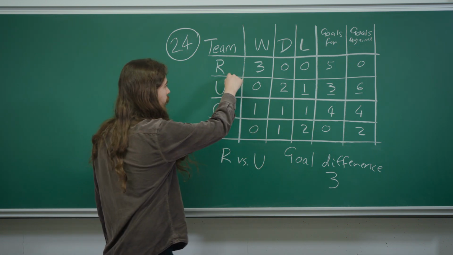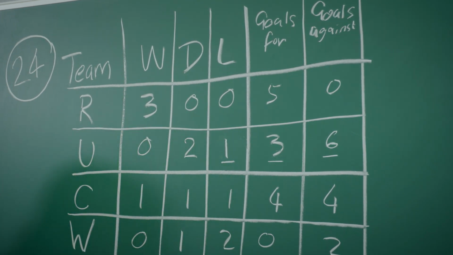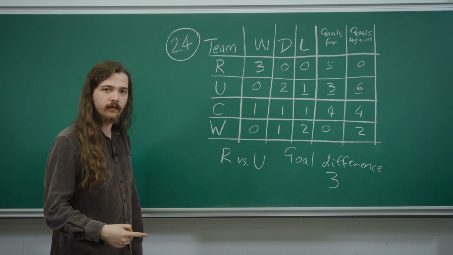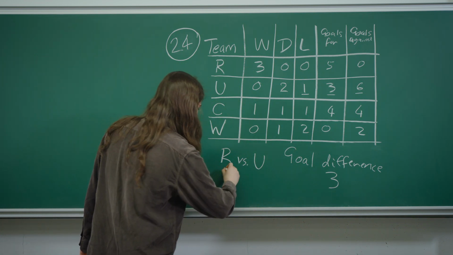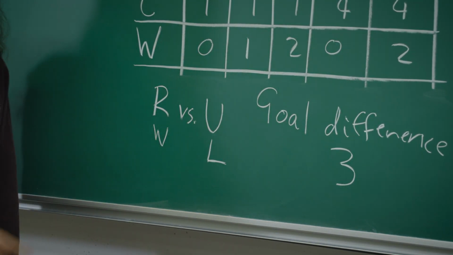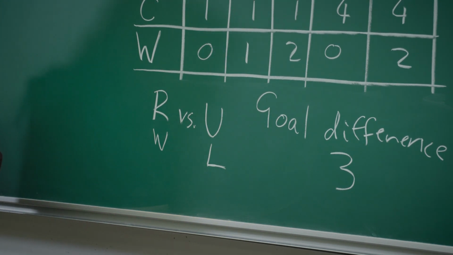Well, let's have a look at the results for Rovers. Rovers won every single game. So in particular, Rovers must have beaten United. And so Rovers won the game against United, and so United must have lost that game. This is a good sign because this is the game that we're interested in.